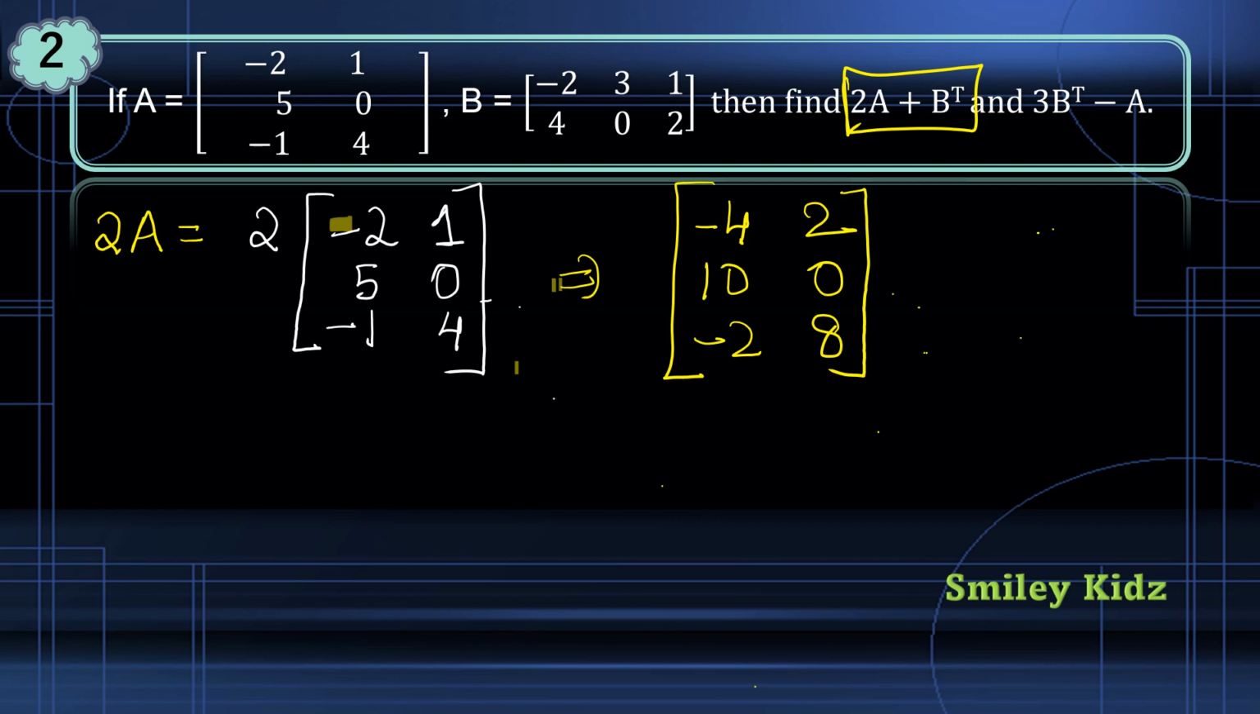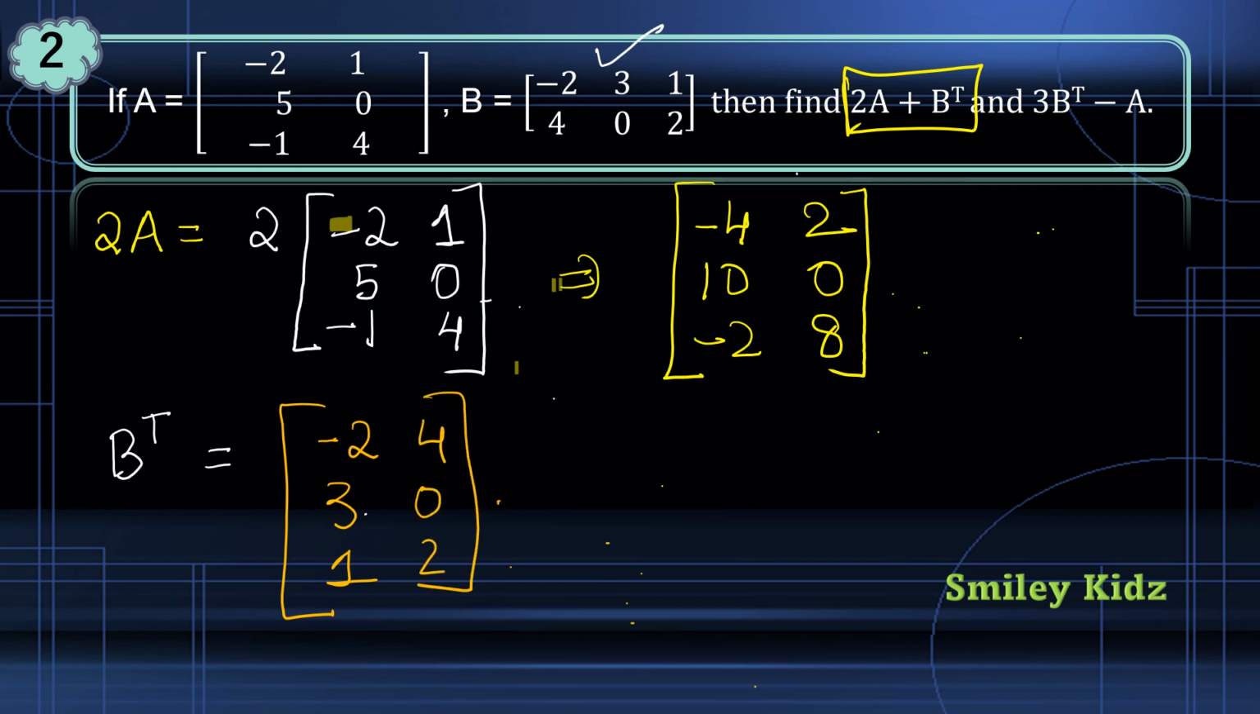Now if I have to find out B transpose, what is B transpose? It's basically the transpose of B. So here matrix B is this one. If I need to find out its transpose, what will it be? The rows will become columns, columns will become rows. So that is simply going to be minus 2, 3, 1, 4, 0, 2. Alright. So I've just converted the row over here into a column in this manner, and the row over here into a column in this manner.